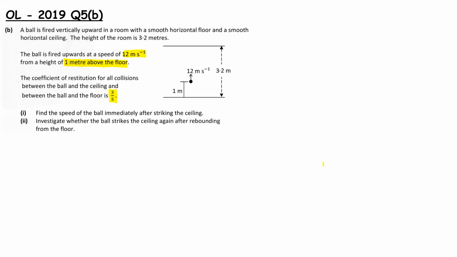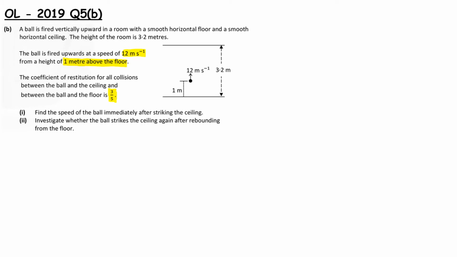So find the speed of the ball immediately after striking the ceiling. And part 2 then says investigate whether the ball strikes the ceiling again after rebounding from the floor. So working on part I first, we need to understand all the different sections that are involved. They want to find the speed of the ball immediately after striking the ceiling. So the first thing we're going to have to understand is its journey to the ceiling. And then it's going to have the bounce off the ceiling. And then we'll understand the speed of the ball. So I'm going to break this down into sections.